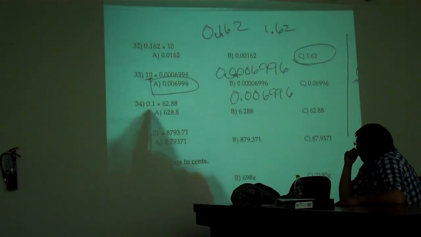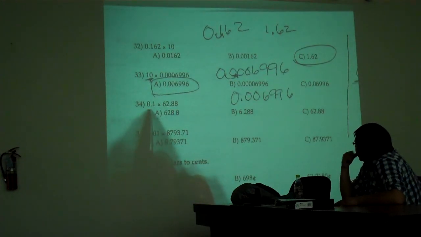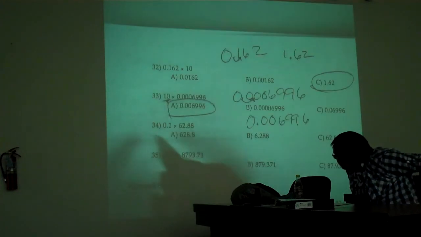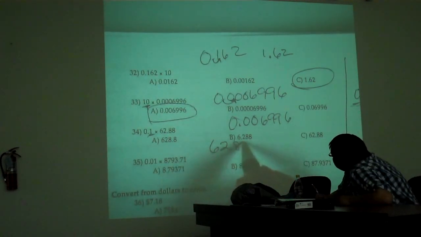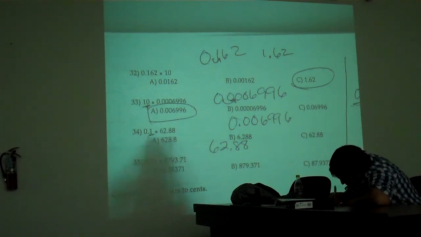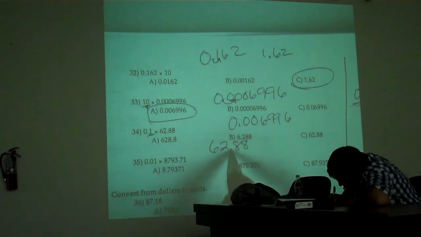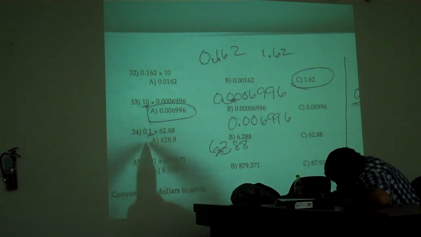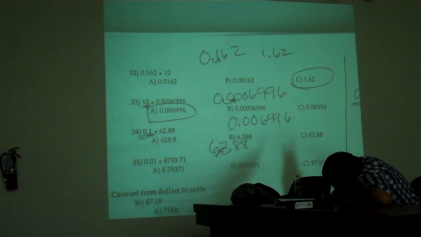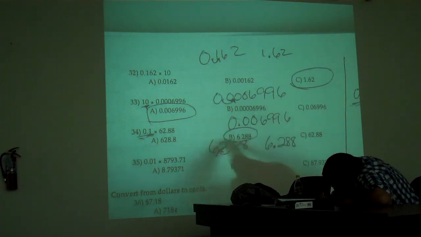Okay, this one, what are we gonna do, Leah? 1 time to the left. So 62.88, you either show the multiplication or show how you moved it to the left. Times 0.1, you're going to move it to the left. So 6.288, which is B.